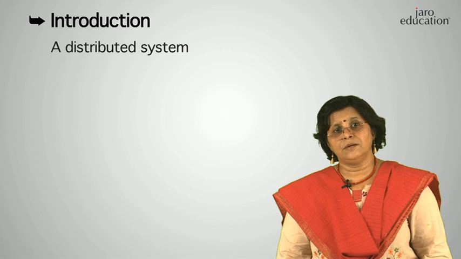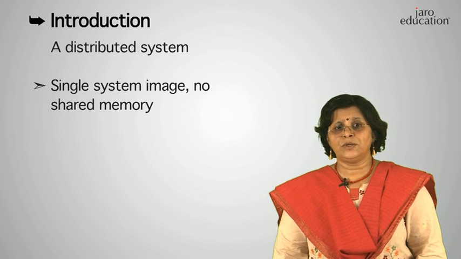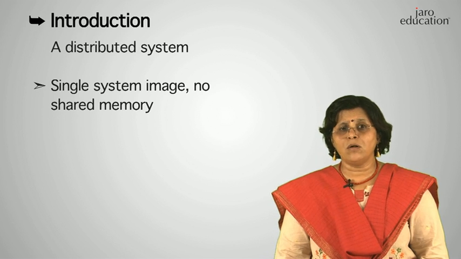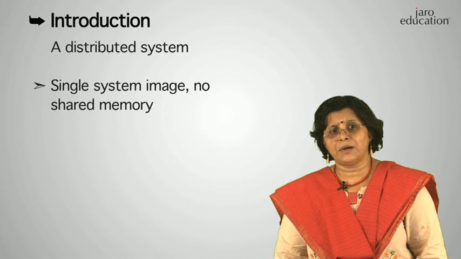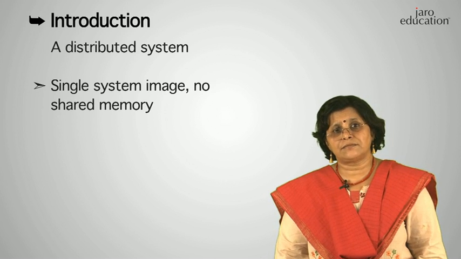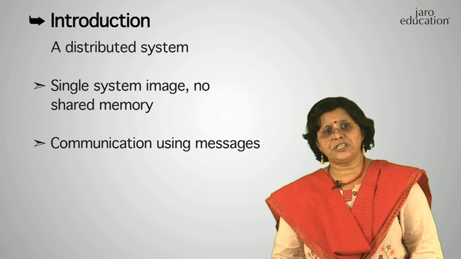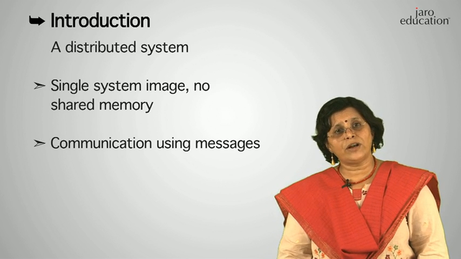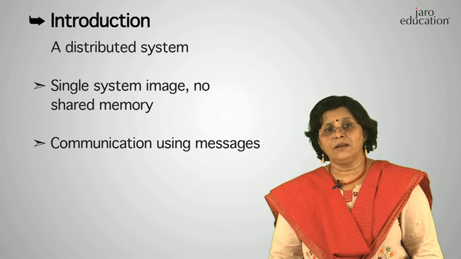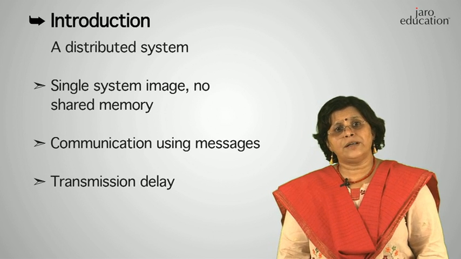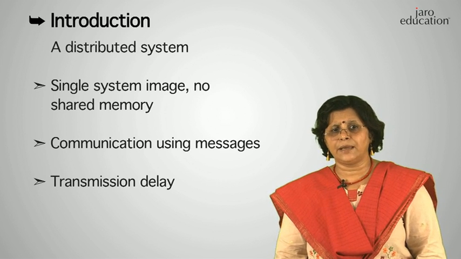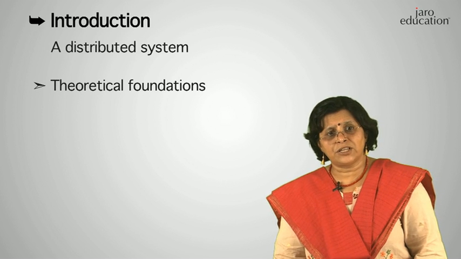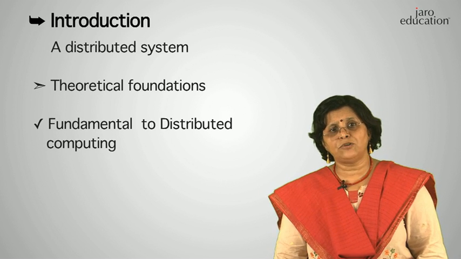To start with the first part, we had said that a distributed system gives a single system image which has no shared memory, and all the processes within the system are interacting with each other by passing messages among machines. So when a message is transmitted from one machine to the other machine, so that the processes from one location can execute with the other location, there may be some transmission delays. And to understand the transmission delay, to avoid it and to ensure that things happen at the same time, we will look at the theoretical foundation, which is fundamental to the concept of distributed computing.